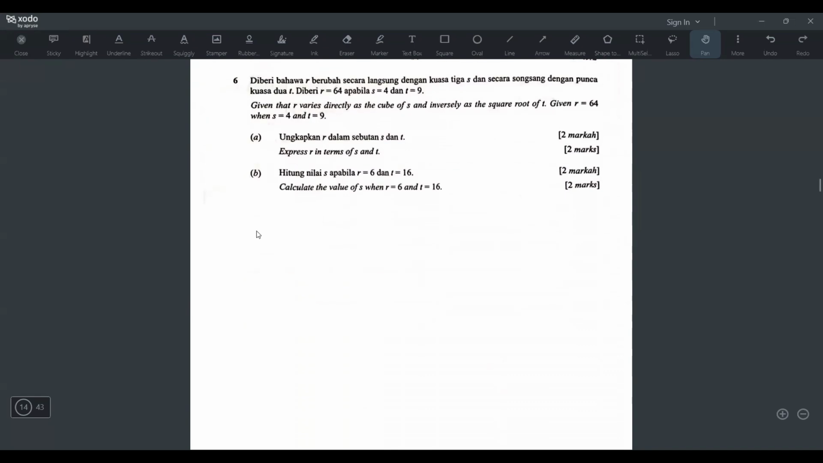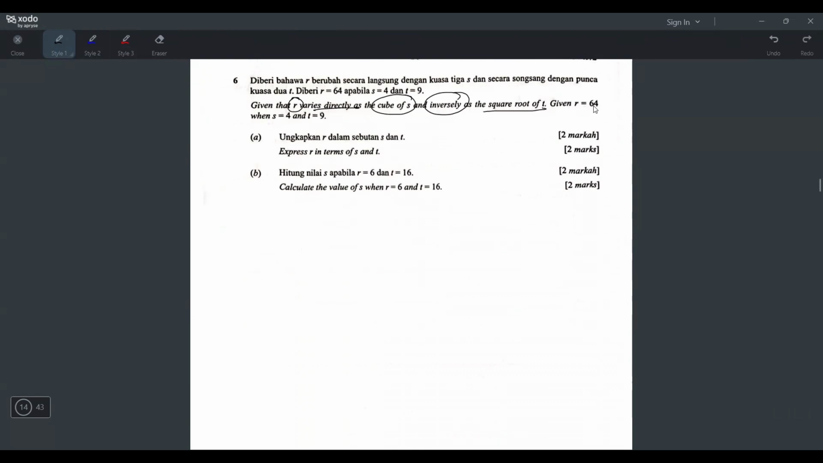Okay, let's do number 6. Number 6 is a variation question. Let's read. Given that r varies directly as the cube of s and inversely as the square root of t, given r = 64, s = 4, t = 9, a) express r in terms of s and t. This is a very classic SPM variation question. They always ask this kind of question.